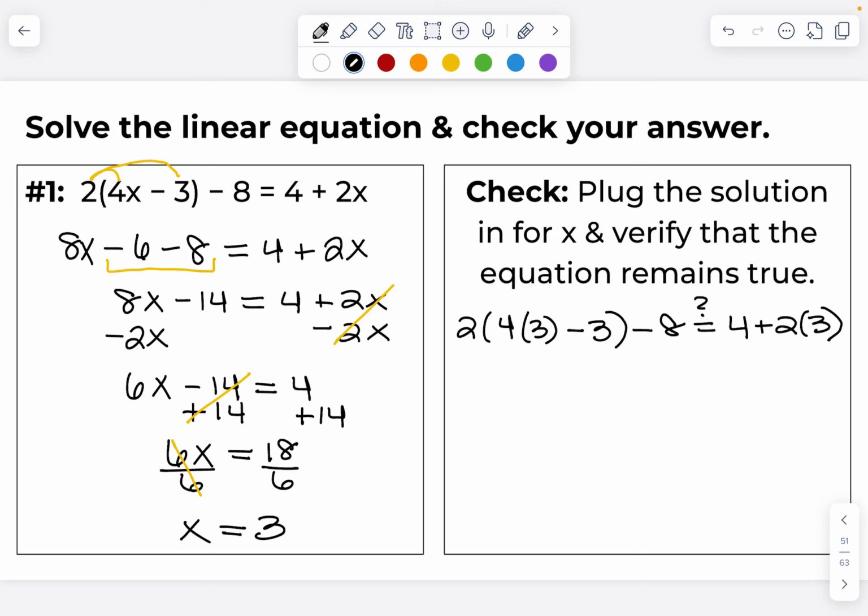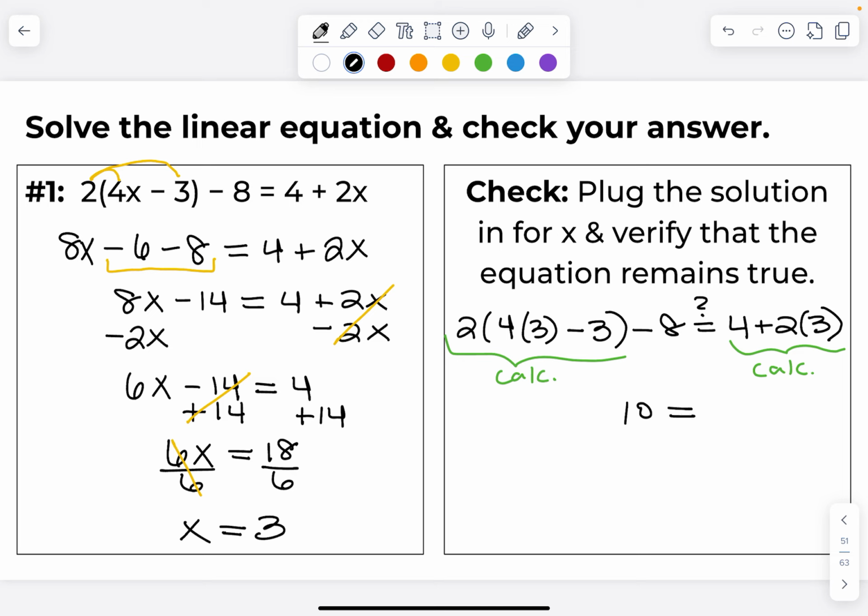I need you guys to grab your calculators. I need you to type this into your calculator and then type this into your calculator. You could also do it in your head, but using your calculator is never a bad thing. Wherever I have parentheses written out is where you need to type parentheses into your calculator. If you type the left side in, you should get positive 10.